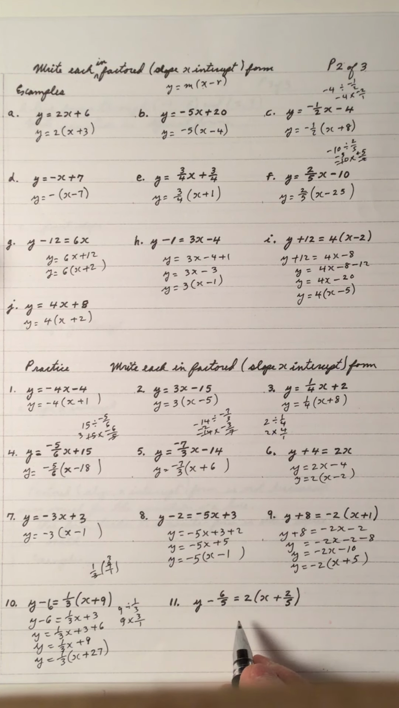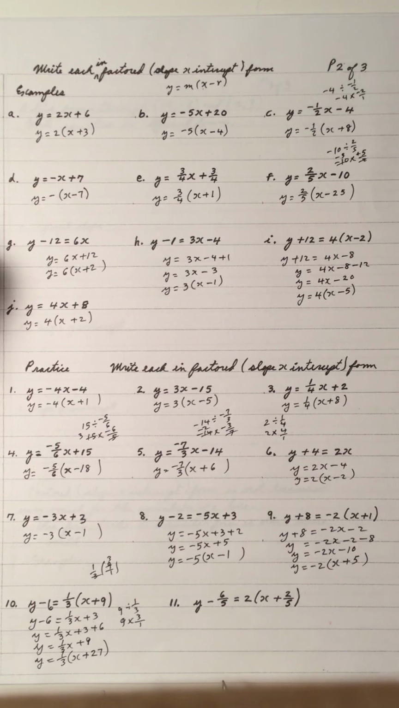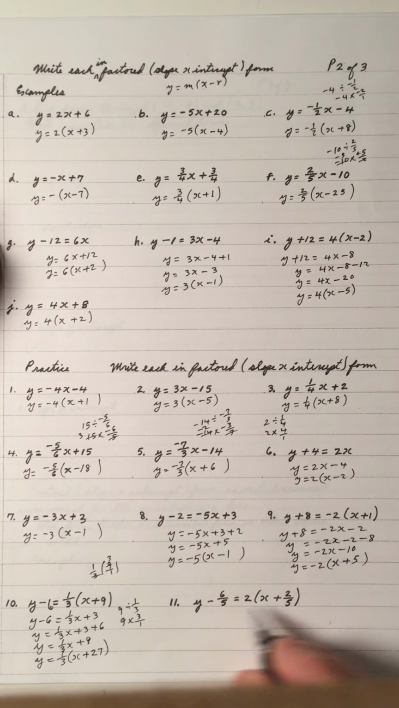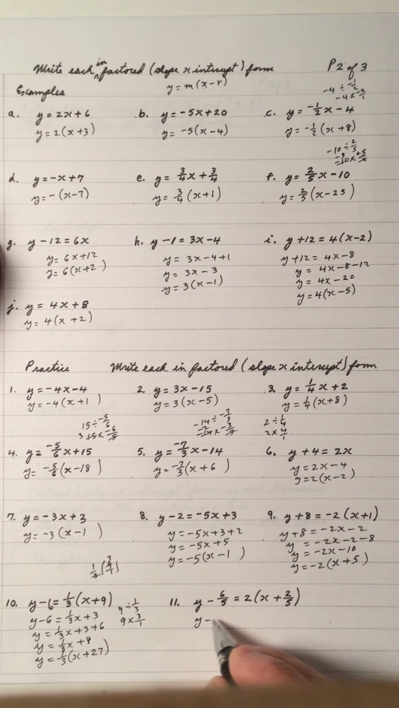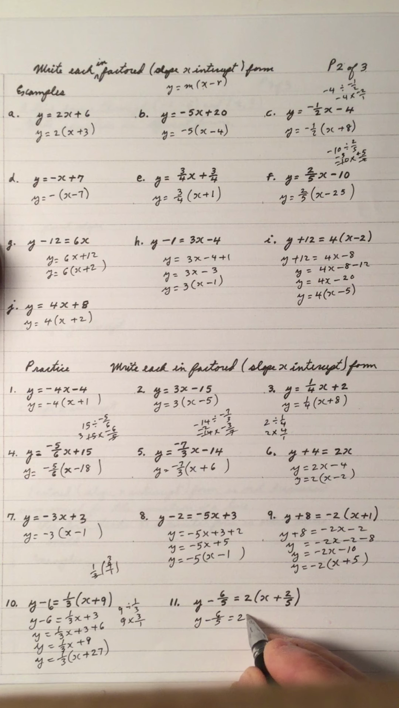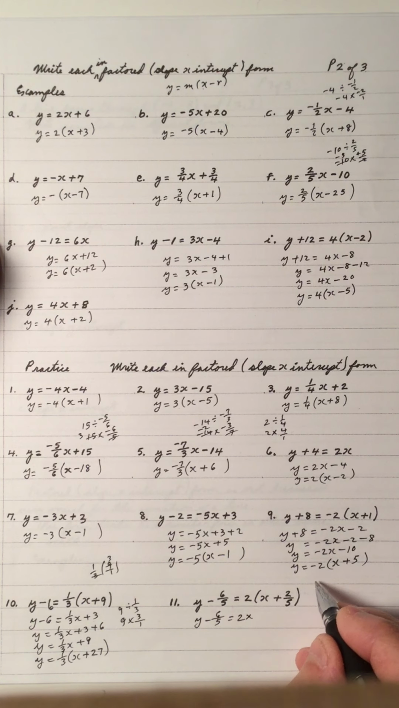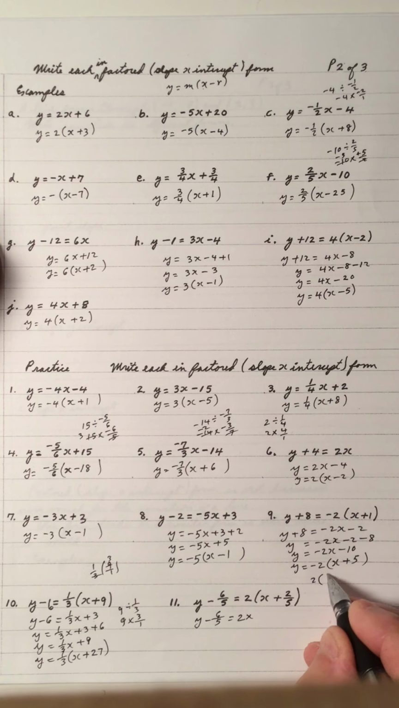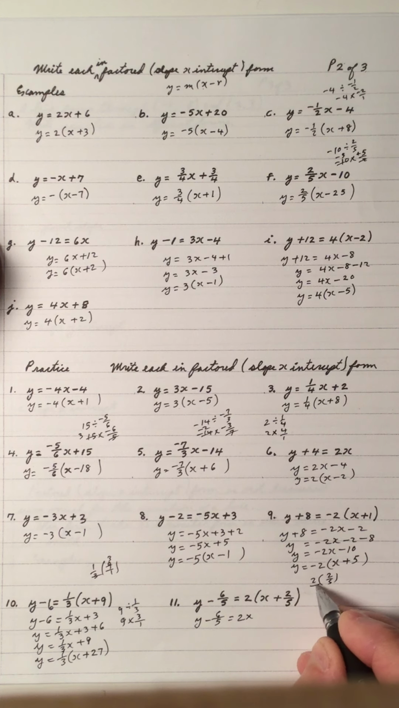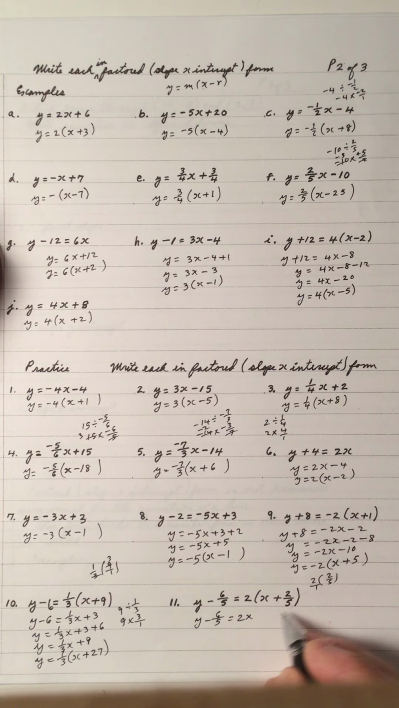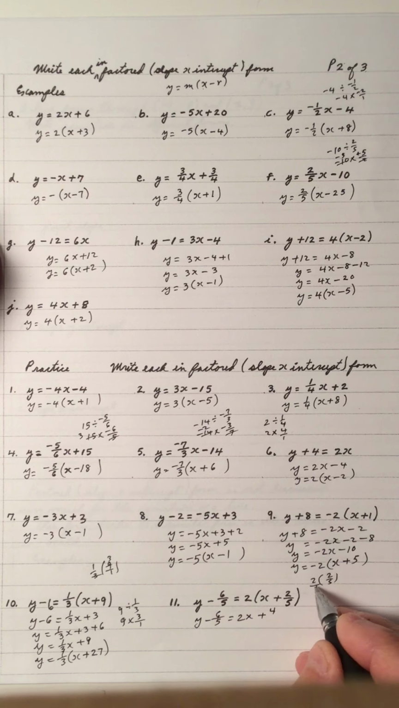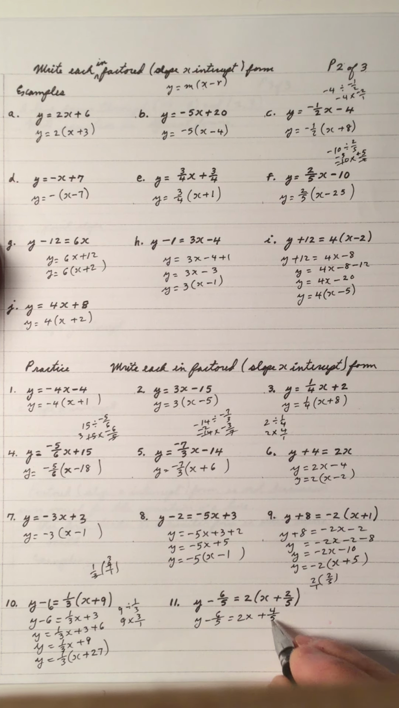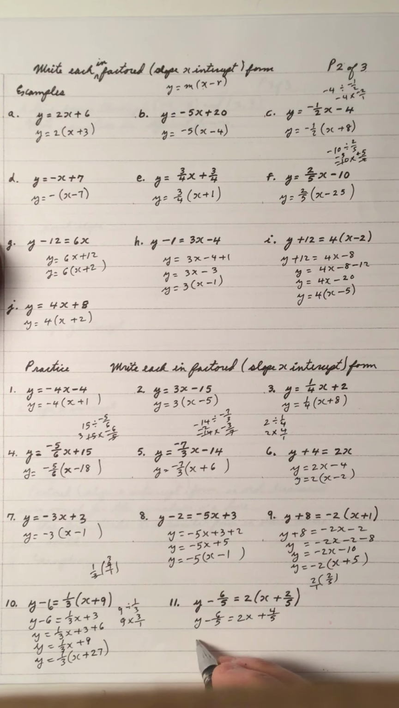And number 11. Let's check this one. Let's see. We've got to remove the brackets first. So y minus 6 over 5. 2 times x is 2x. 2 times 2/5. So let's see. 2 times 2/5. 2 over 1. So that gives me 2 times 2 is 4. 1 times 5 is 5. Perfect. Now we have to remove the 6 over 5 to the right side.